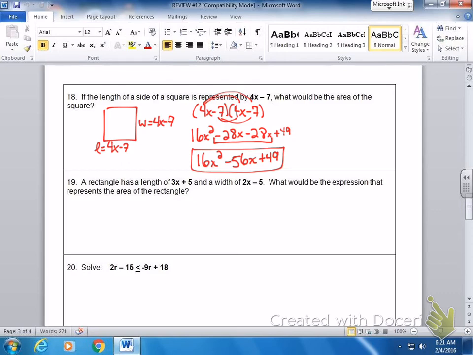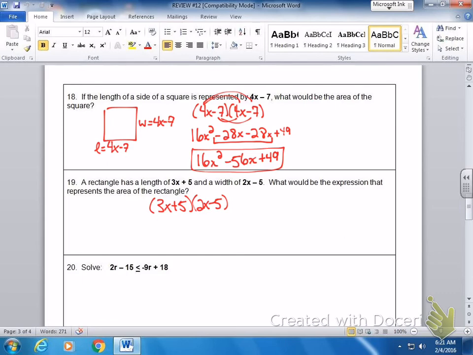Number 19 is the same question, except it's a rectangle, so the length and width are different. But remember, it's the same type of problem. You're going to take your two terms, 3x plus 5 and 2x minus 5, and you're going to distribute and solve. So you can do that one.